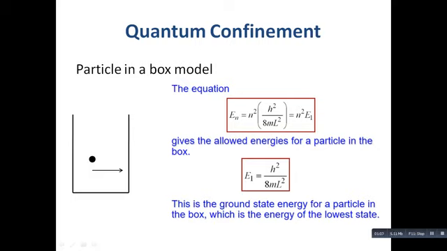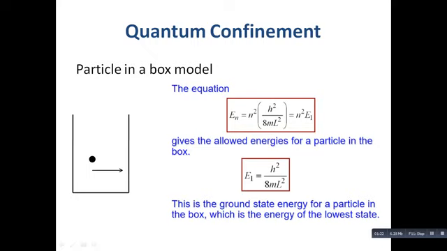Therefore, what we can understand from this particle in a box model is that the energy values of a particle confined to move along a given direction are quantized. It doesn't have continuous values of energy.